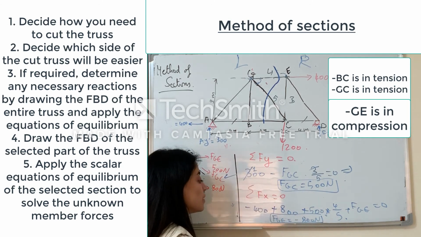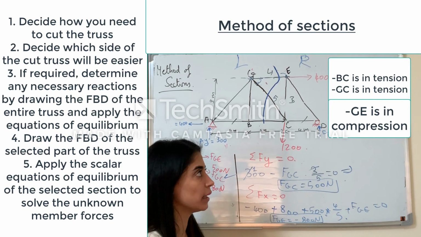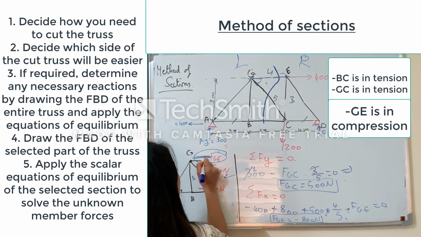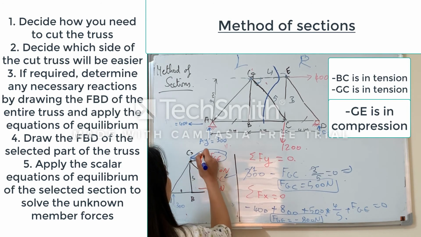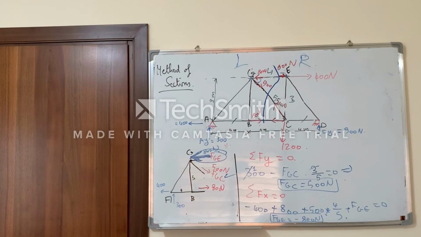And this means, guys, that the only force that is in compression, or the only member that is in compression, is basically the member GE. This is my force here. It is in compression and it is equal to 800 Newton.